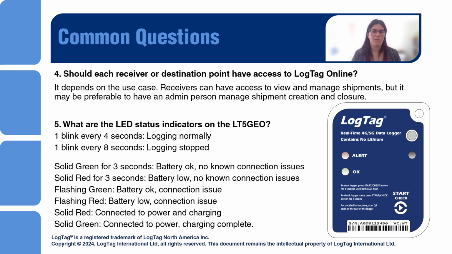However, if you have flashing green, the battery is okay, but it's had a connection issue, so that means that it hasn't been able to upload to LogTag Online. Maybe you're out of cell service, and it's going to try again to be able to connect to LogTag Online. If you've got this flashing red, then similar thing, connection issue, but the battery is also low. So the battery is going to be indicated as low if it is at 20% or lower.